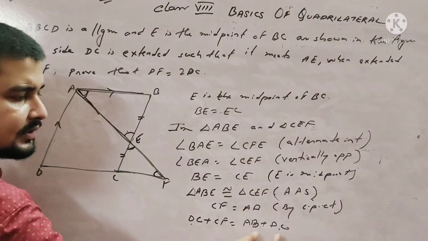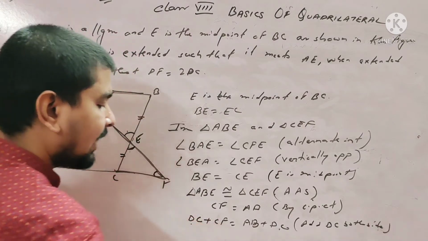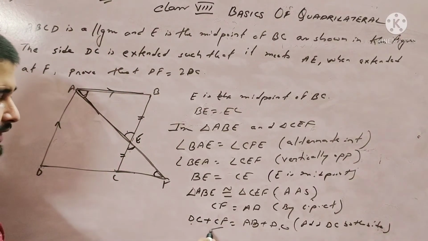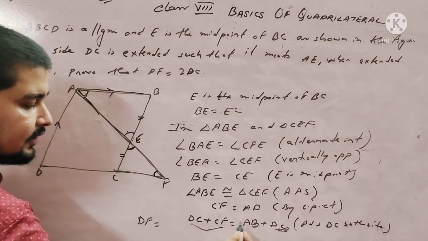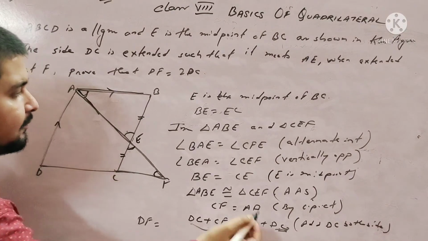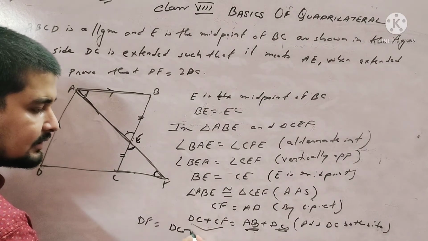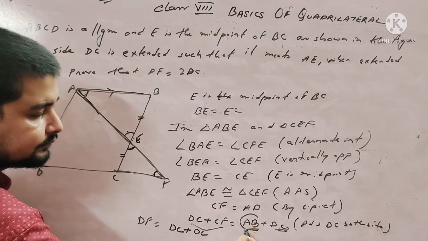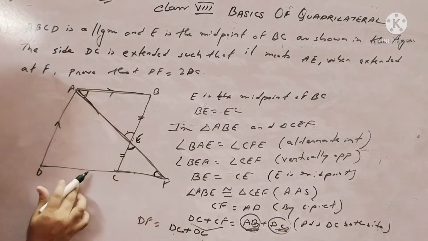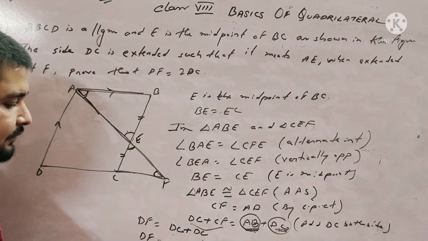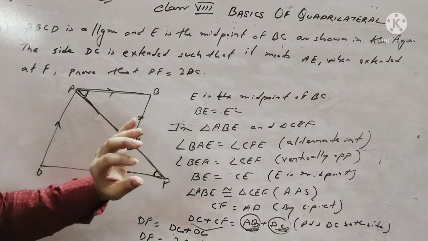We can write, both sides adding DC. So when we add DC both sides, DC plus CF is DF, and here is DC plus AB. In place of AB you write DC, because you know that in a parallelogram opposite sides are equal. So DC plus DC. So there is DF equals 2DC. Proved. It is a little bit complicated, but no need to worry.